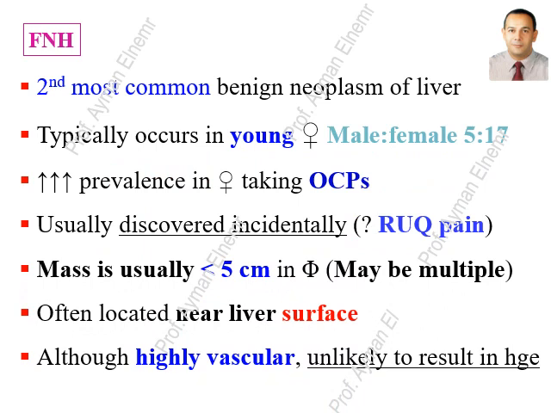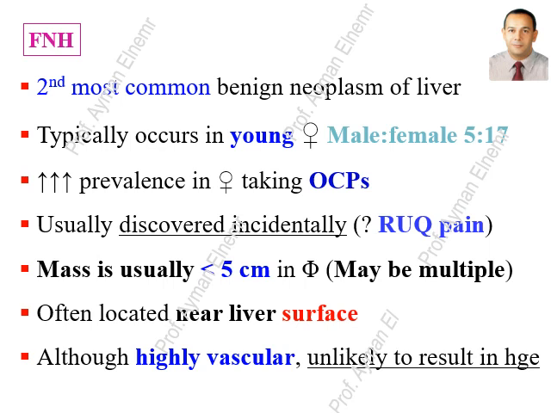Focal nodular hyperplasia. It is the second most common benign neoplasm of the liver after hemangioma, typically occurring in young females, with females affected three times as often as males. The high prevalence occurs in females taking oral contraceptive pills. It is usually discovered incidentally, but right upper quadrant pain may be the presenting feature.